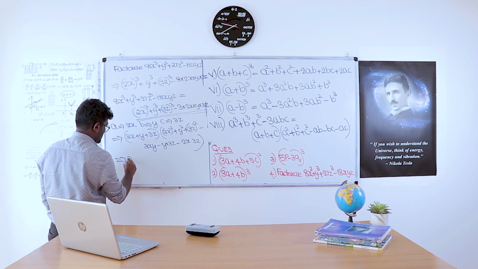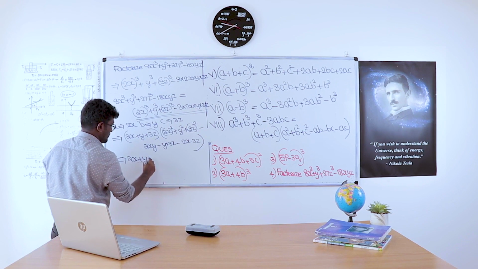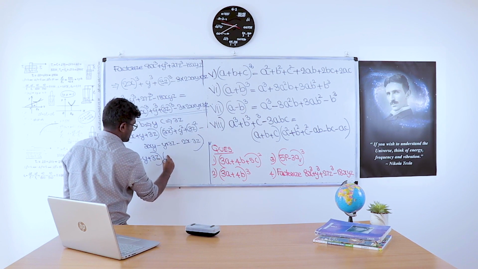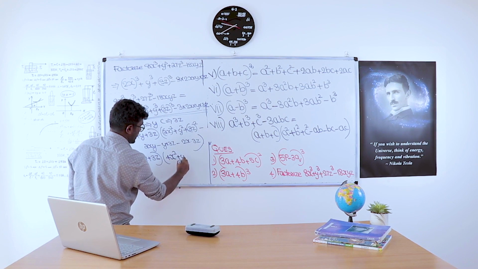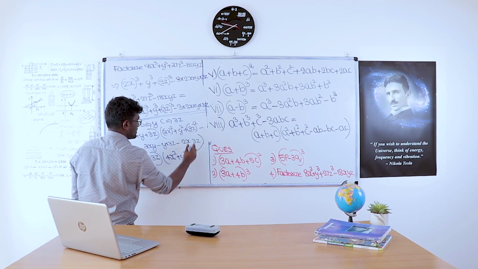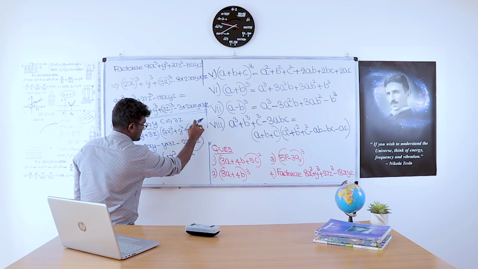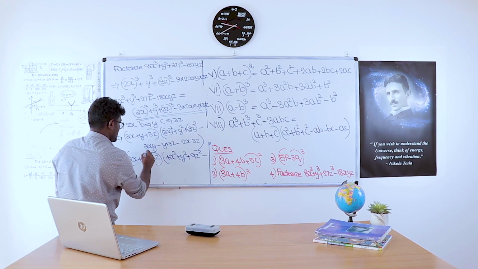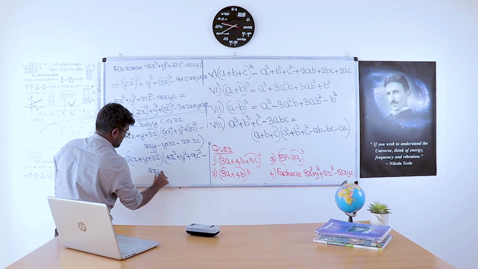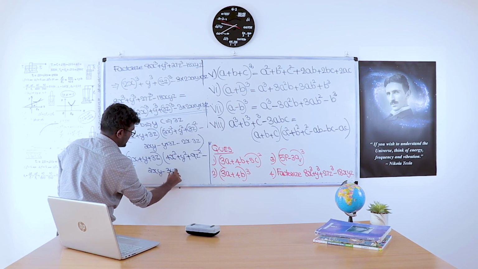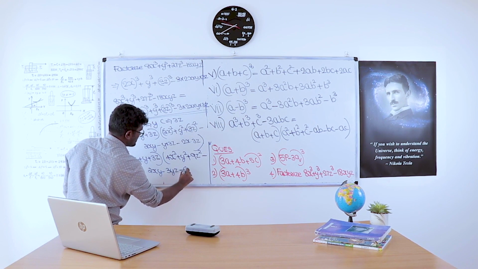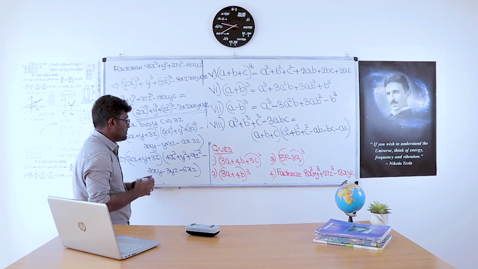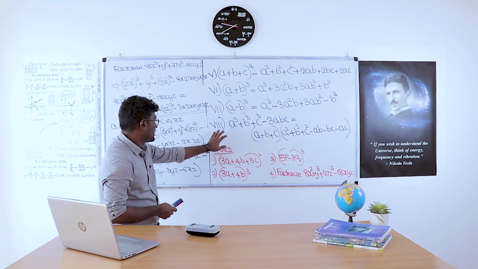So this can be changed as (2x plus y plus 3z) into (4x square plus y square plus 9z square minus 2xy minus 3yz minus 6xz). Sorry, (3z) the whole square is 9z square. So this is the factorization, and that's all about problem number 4 and identity 8.